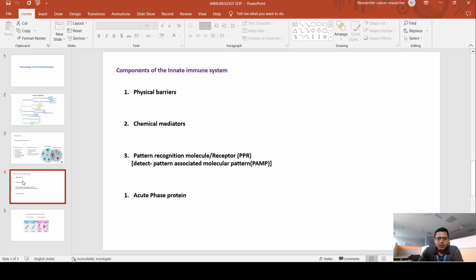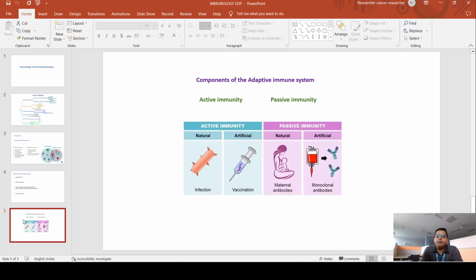the pathogens. Similarly, acute phase proteins are synthesized during infections, and these proteins are mostly not synthesized at normal times. So that's why acute phase proteins are an indication of infection, and the immune system is activated to clear the pathogens. Then we go to the components of the adaptive immune system.